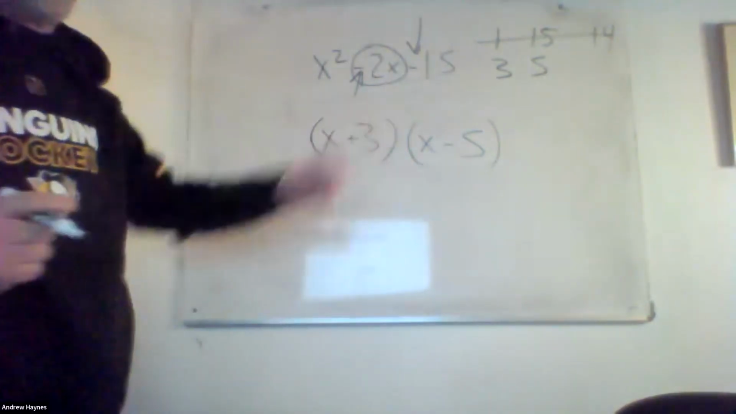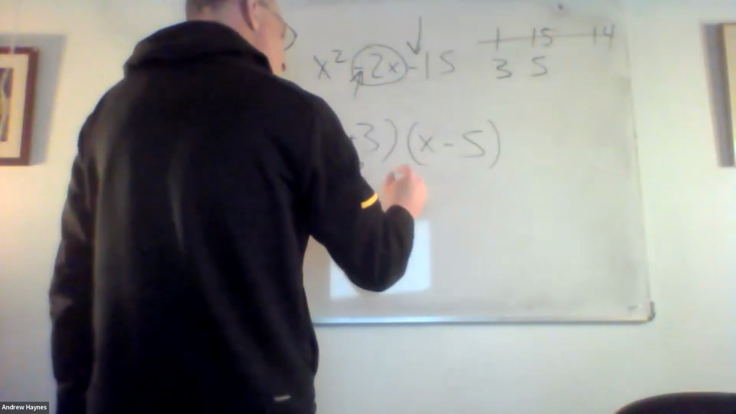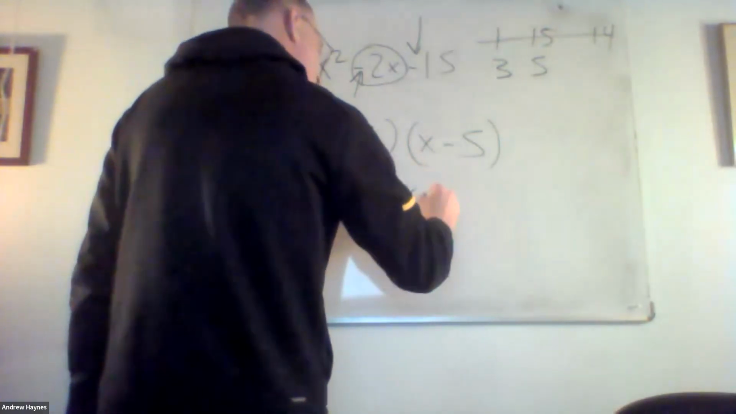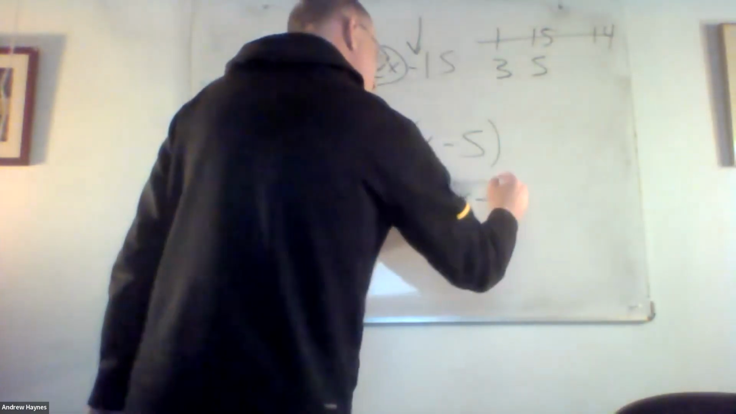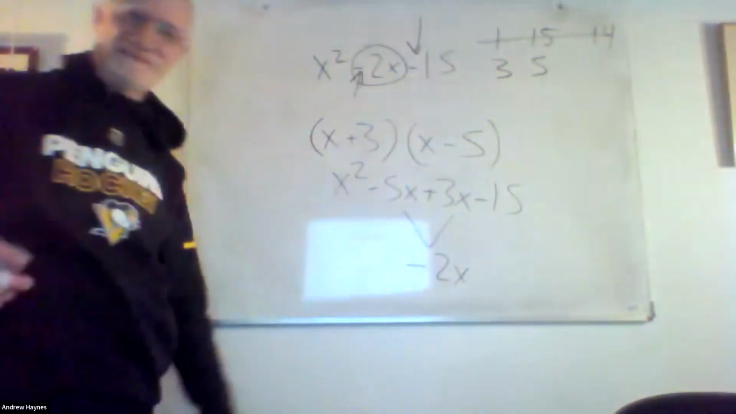And of course, you can FOIL it out and check. You FOIL it, you get x squared minus 5x plus 3x minus 15, combine, and it's minus 2x. Perfect. And you're good.